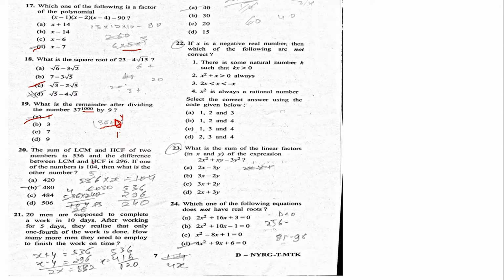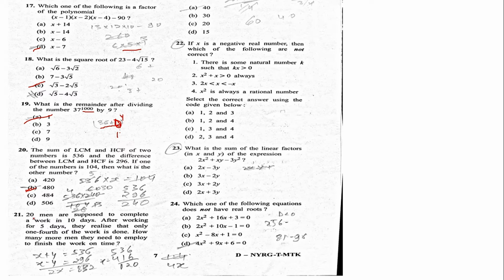20th question: LCM and HCF of the numbers. The sum of the LCM and HCF is 536, and the difference is 296. So we will calculate, and one of the numbers will come out as 120. Sorry, 120 will be our HCF, and the LCM will be 416. From this we will be getting 480 as the other number. One property will be used here, that is, LCM into HCF, the product, is equal to the product of the two numbers. So from this we will get 480.